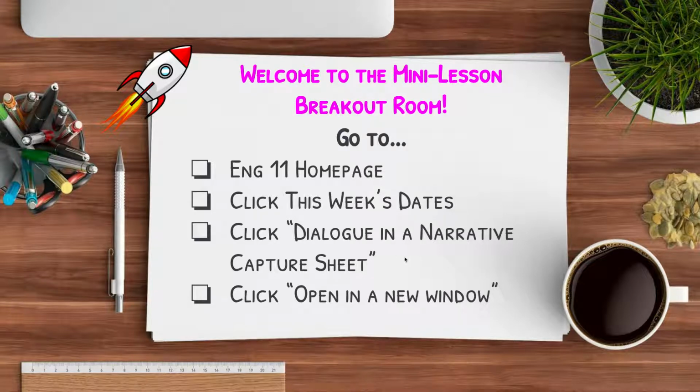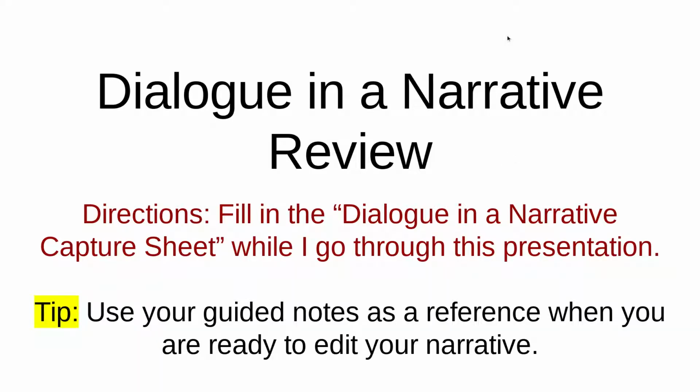Okay, so once you have that open and you click open in a new window, I'm going to go through this presentation on the rules for writing dialogue, or when characters speak to each other in a story. You are going to fill in the blanks on that capture sheet and follow the directions that you see on your screen. The major tip, and the reason that we're doing this, is so that you would have all the rules in one spot, and you can make sure that you're doing what you're supposed to be doing correctly by using your own notes when you write your story.